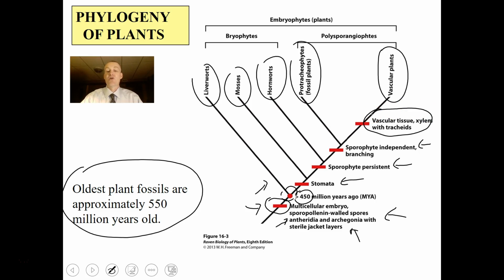Okay, so each of these little steps that you see are there as a transition point. They're structures that are forming to help plants become more and more adapted to being terrestrial, to living on land, moving away from being aquatic.